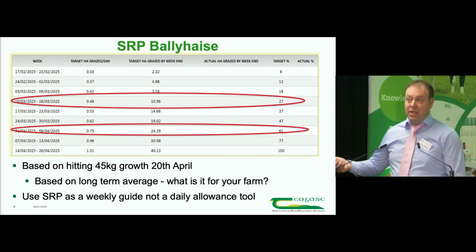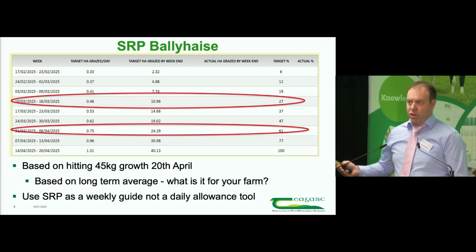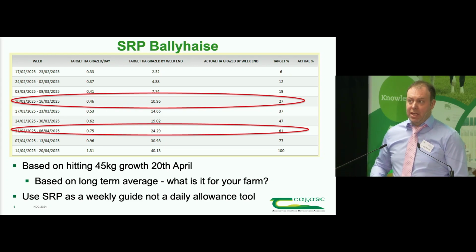So the dates are slightly different. It's based on us hitting around about that 45 at that stage, and it's based on an average. It's not just one year's growth, it's an average of the farm. So we're hitting the 30% in and around Paddy's Day. We're sitting at 60% around the end of March, early April. That's kind of what works for us.